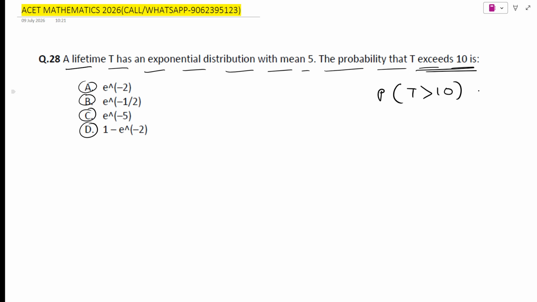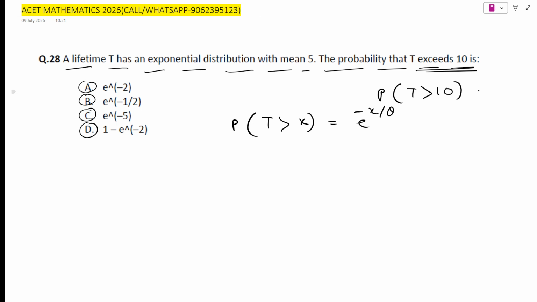Now, I'm giving you a golden shortcut for this. Whenever an exponential distribution question asks for the probability that a lifetime exceeds a value, a machine survives beyond a time, or a waiting time is more than a value, don't even think about integration. Immediately write the survival function, where theta is the mean of the exponential distribution.